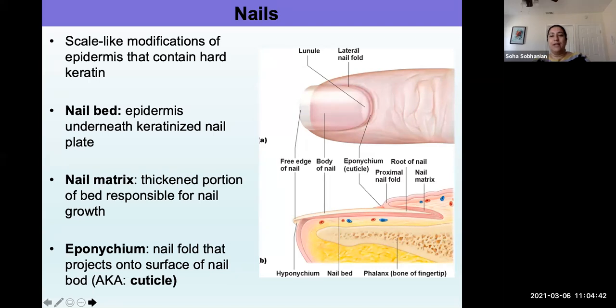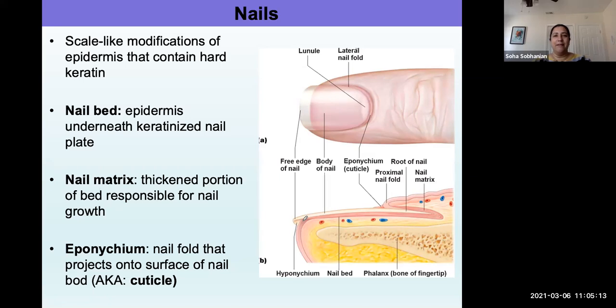Okay, next thing you need to know is nails. So nails, again, we're going to keep it simple. It still does contain cells that have a significant amount of keratin. So structurally, again, similar to your hair and your skin. We have what we call the nail bed, which is the epidermis that is underneath the keratinized nail plate. So here is my nail bed, the little pink layer that you see underneath.